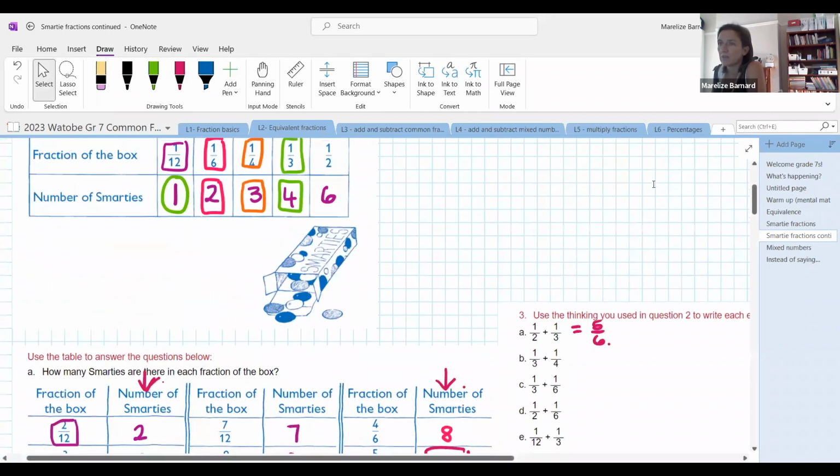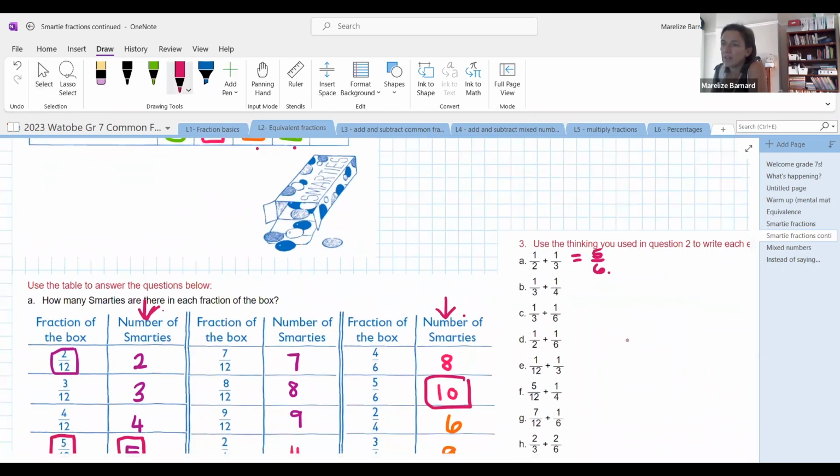Okay, so let's go back to B. B is a third plus a quarter. So a third is 4 Smarties plus 3 Smarties. You go to your table. That gives you 7 Smarties, and that is 7/12 of the box. Okay. Guys, we don't just go 1/3 plus 1/6 is 2/9. Okay, that's not how it works because we are working with fractions, not normal whole numbers. We can't just add them like that.